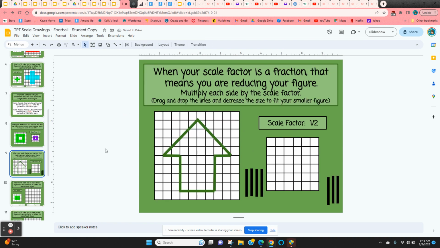Now they've got a little bit different figure here. This is an arrow shape. So they've got these little bars here they're going to use to create the arrow. And it's a scale factor of 1/2, so all of the measurements are going to be divided by 2. Now obviously they can't do this one because they can't count the units, so we're going to start here on the bottom. This bottom measurement is 4.